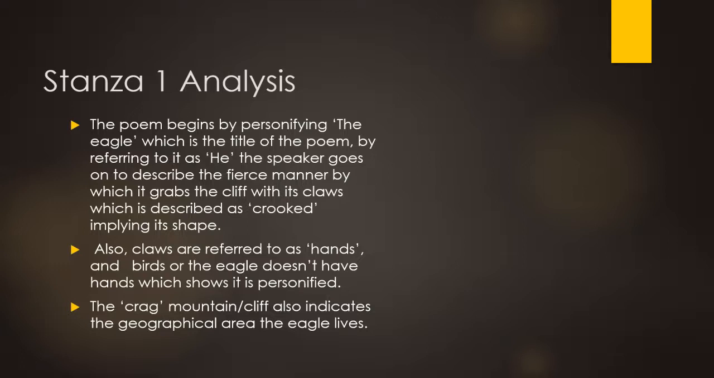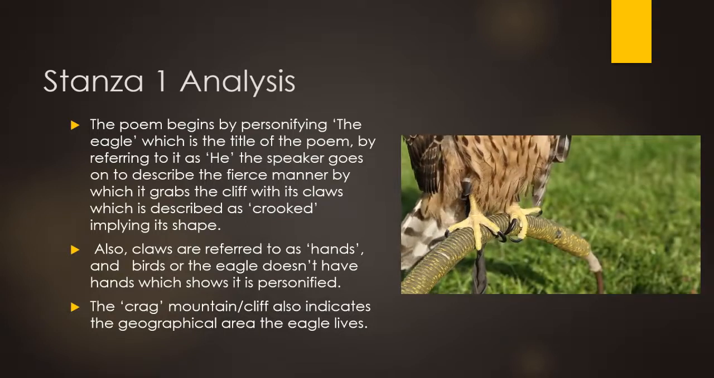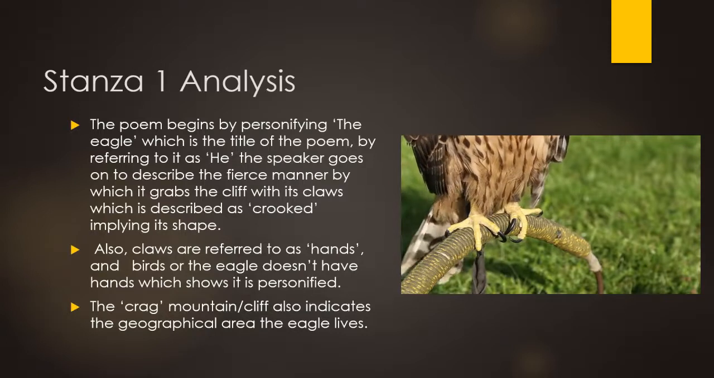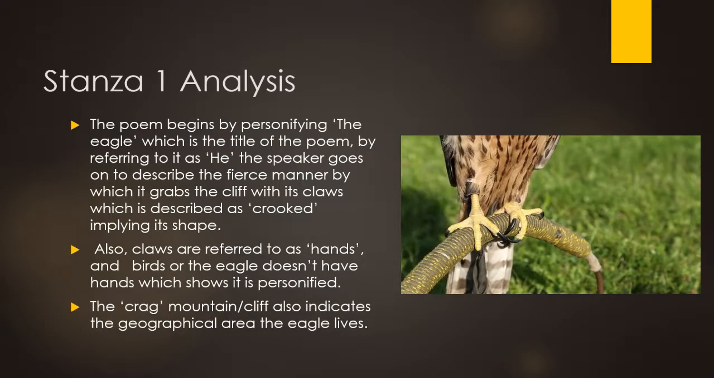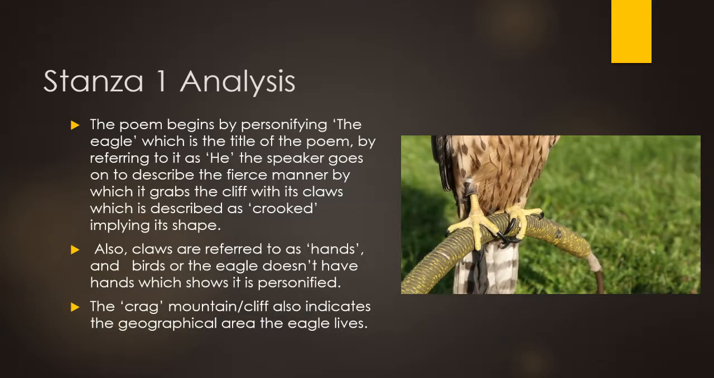So for the first stanza, the first line actually, the poem begins by personifying the eagle, which is actually the title of the poem, by referring to it as he. The speaker goes on to describe the fierce manner by which it grabs the cliff with its claws, which is described as crooked, implying its shape because the claws are at the feet of the eagle, and that is what it uses to hold things, and is actually not straight, so no wonder it is referred to as crooked.